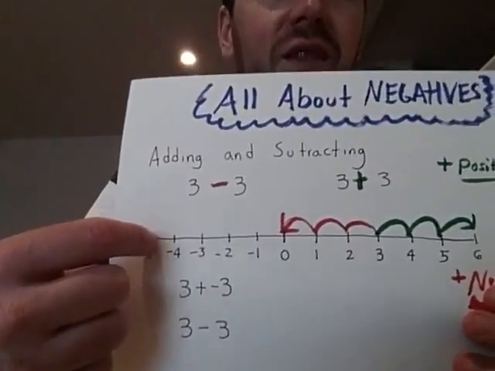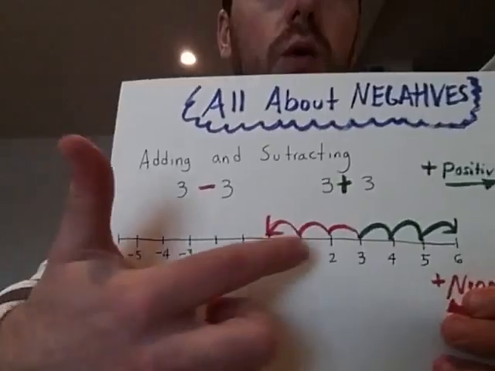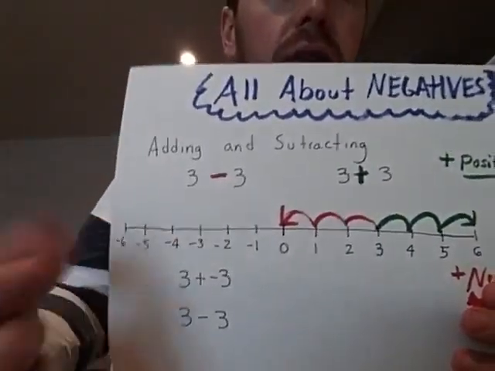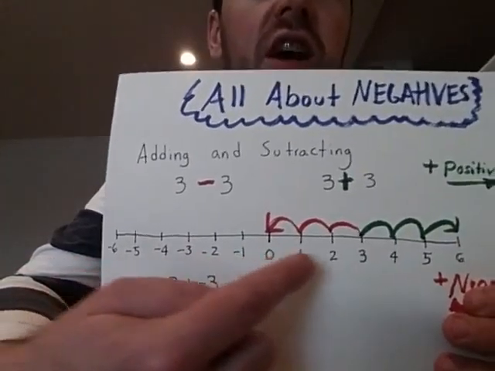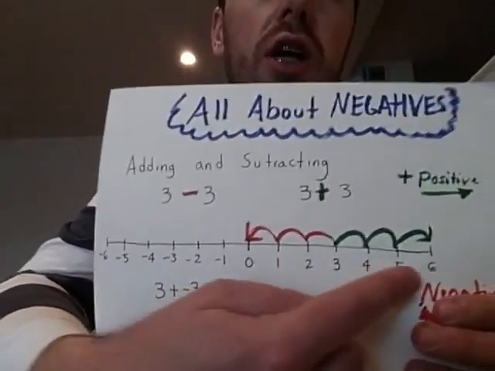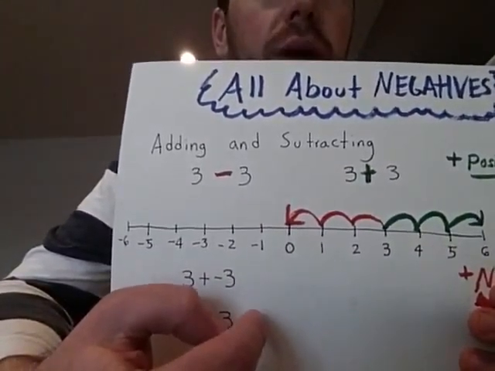So adding negatives is all about which direction you're moving. Okay? If you're adding a negative, you're going to be moving towards the negative space. If you're adding a positive, you're going to be moving towards the positive space.